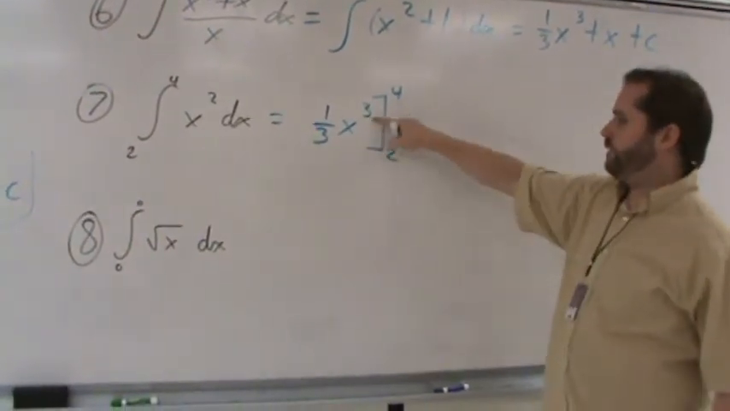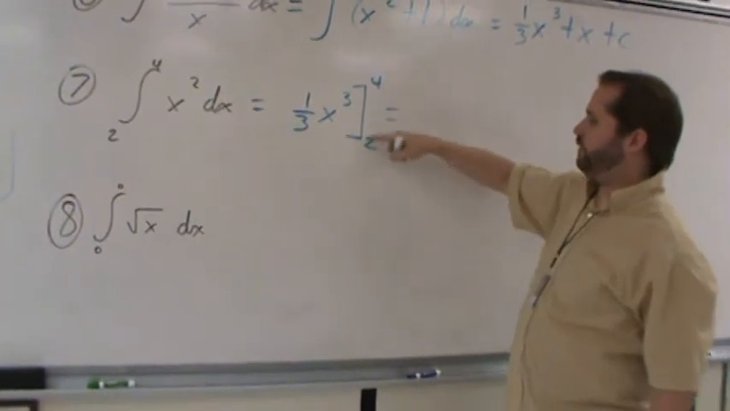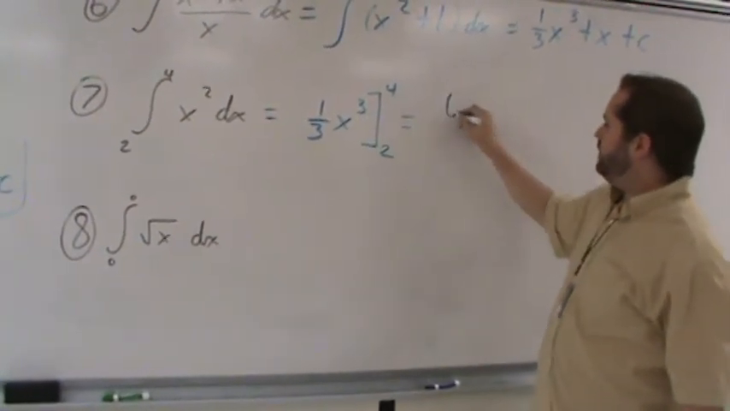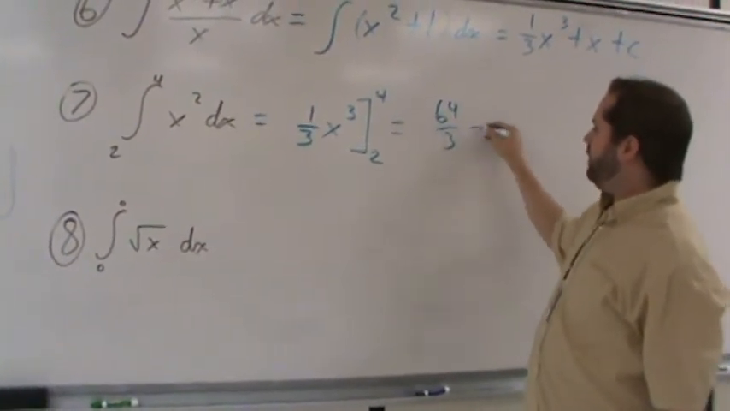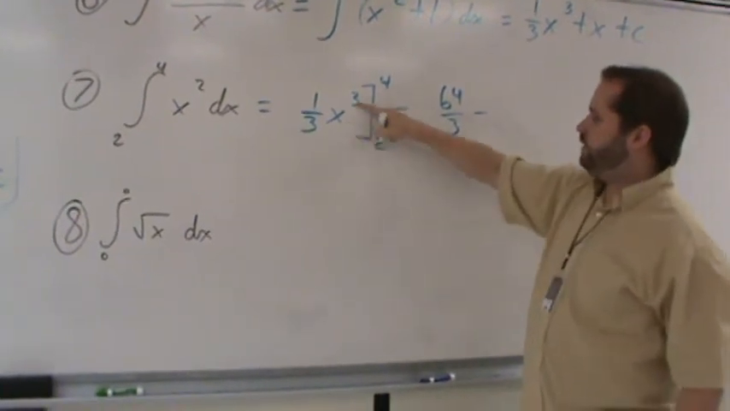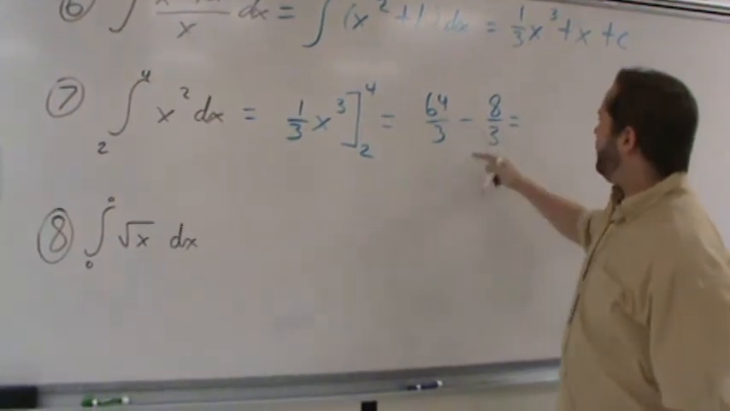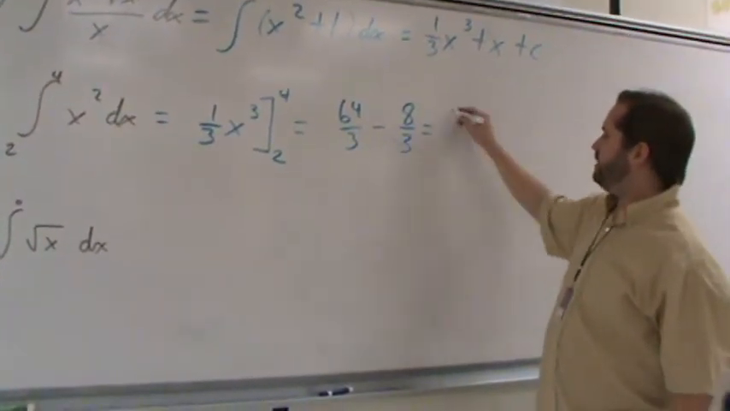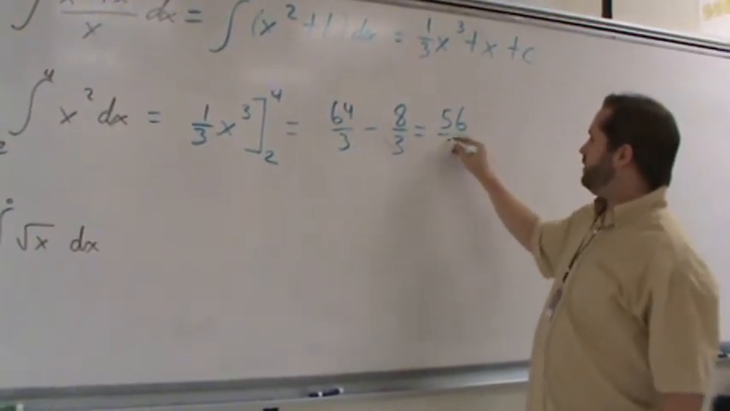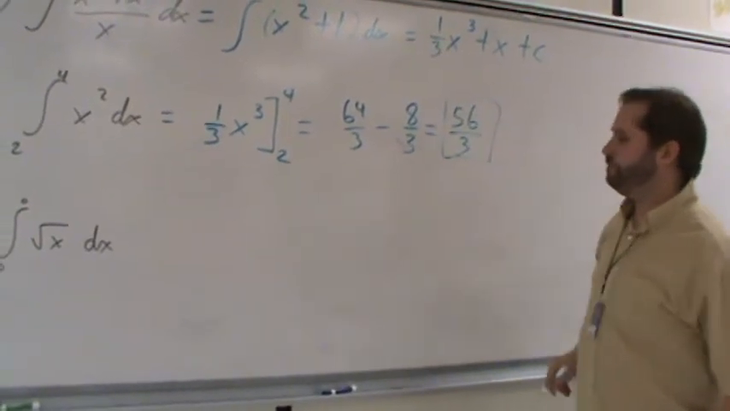Simplifying this, plug the 4 in, we get 4 cubed is 64. 64 times a third, 64/3, minus, plug in the 2, 2 cubed is 8, minus 8/3, the blessed fraction, and 64/3 minus 8/3 gives us 56/3, and that is the end of number 7.